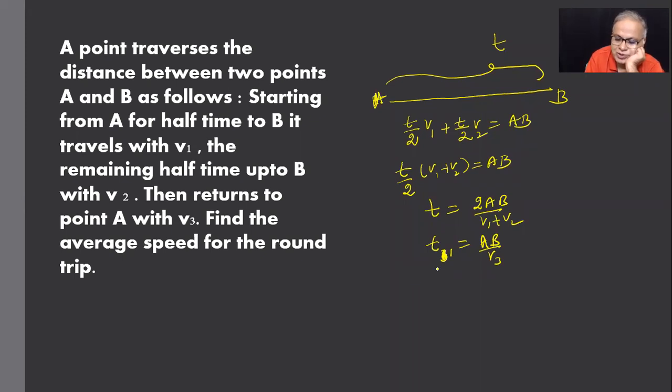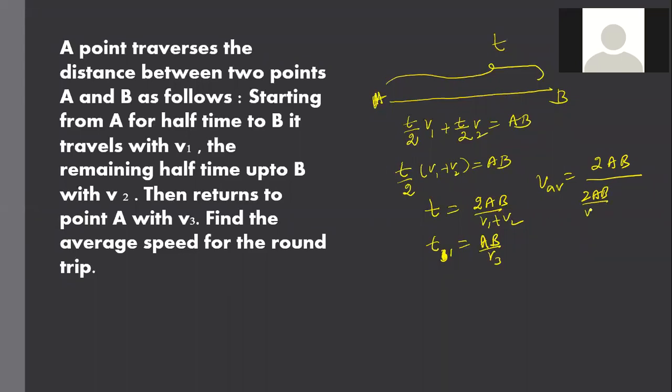And total distance is how much, back and forth? 2AB. V average equals 2AB divided by the sum of these two times, right? 2AB by 2AB by V1 plus V2, plus AB by V3. So you need to simplify the answer.